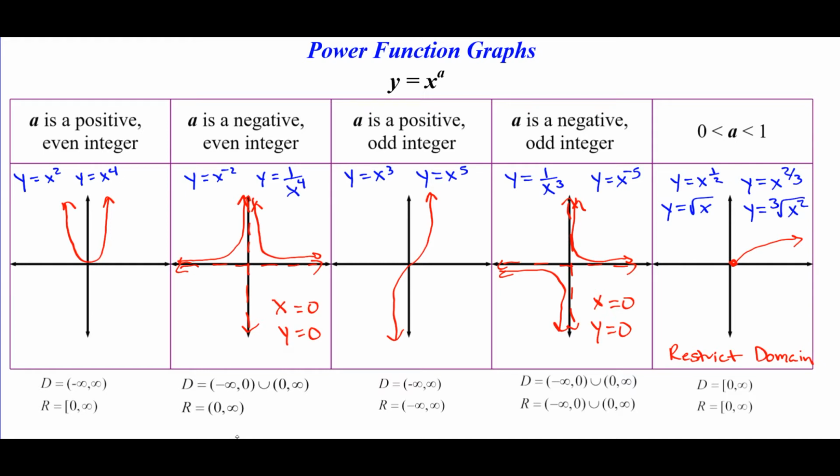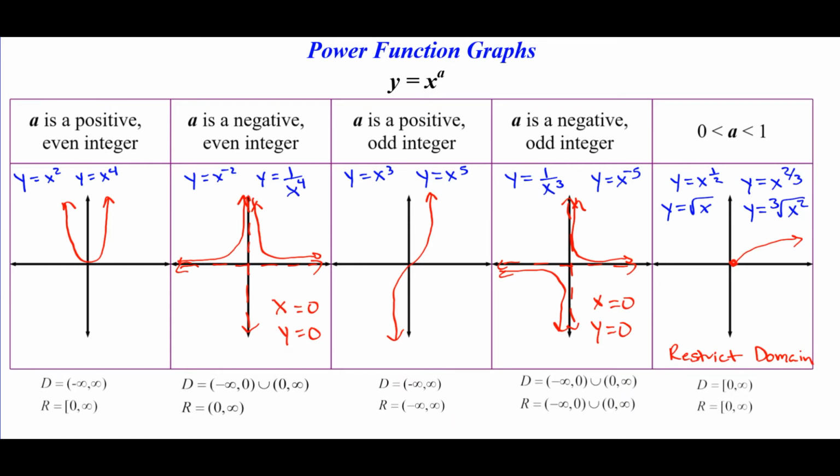Then we're going to look at when a is an odd integer. So first, if it's positive, it's going to look like the cubic function. Your domain and range are all real numbers. Next, if it's an odd negative integer, or if it's in the denominator, remember, then you're going to get that inverse function. So you're going to have that corner shape in the first and third quadrant, and again, asymptotes on both axes. And then the last one, we're restricting the domain.